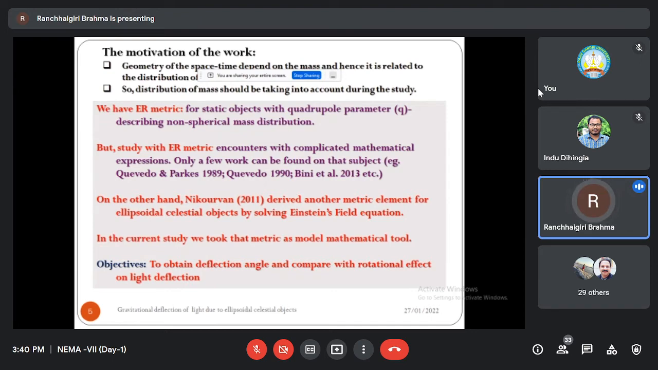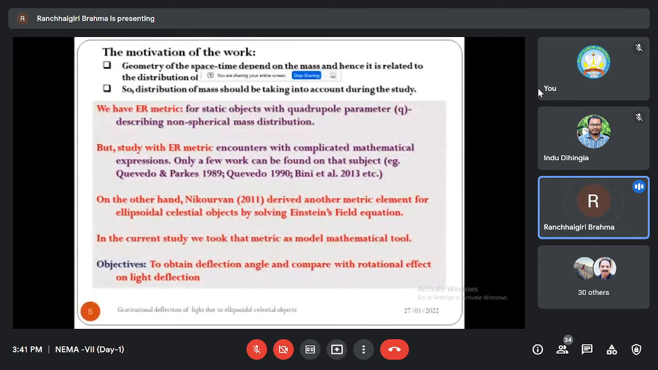We know that the symmetry of the space-time depends on the mass of the gravitating object, and hence it should be related to the distribution of the mass. So the distribution of mass should be taken into account when we study the trajectories of light, since mass is the factor determining the symmetry of space-time.